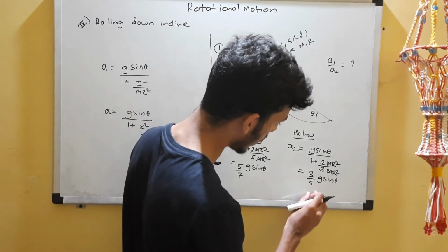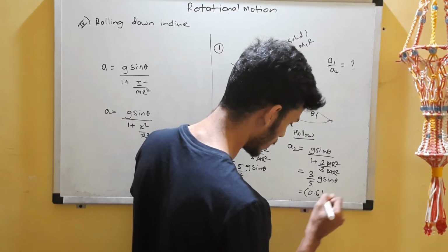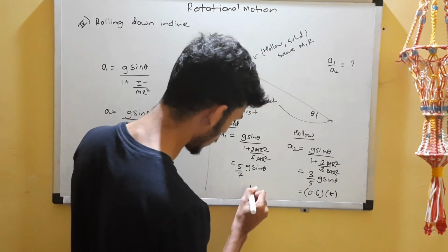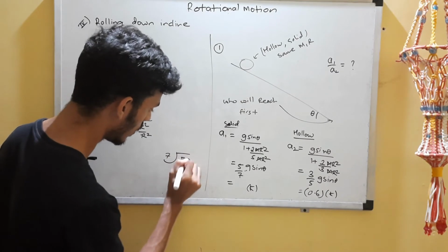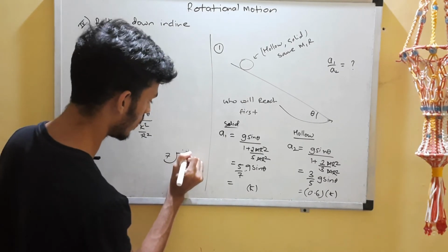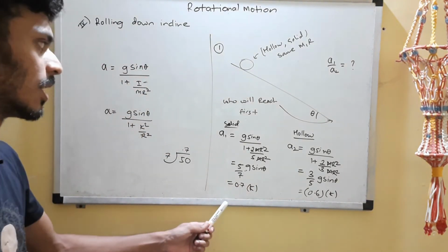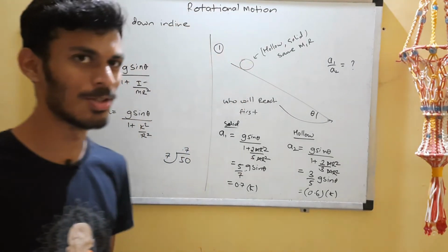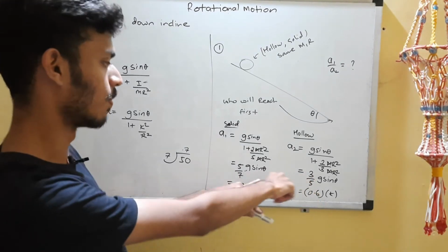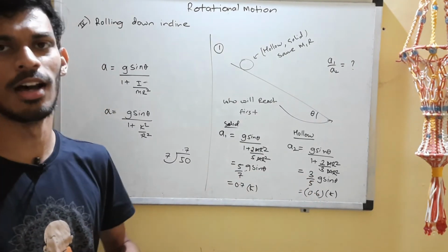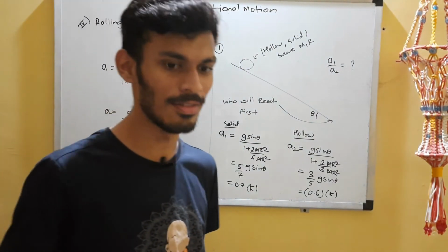3 by 5 is, what is that? 3 by 5 is 0.6. So 0.6 times some constant, and here also we have the same constant, and calculate 5 by 7. So this one is bigger, of course, so 0.7 something. So the solid sphere will reach first. Yeah, that's correct. Solid sphere will reach first, and you can also find the ratio. So that is about this question. You can of course check more in the previous year question series that we discussed.